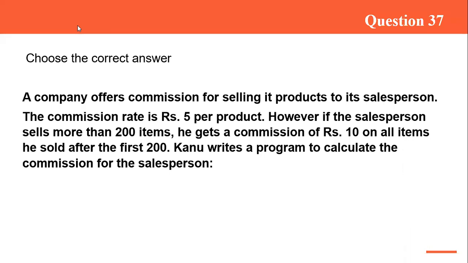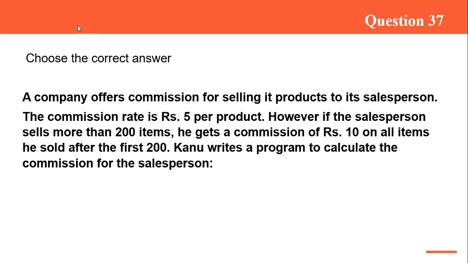If he's selling 200 items, what will be the commission? ₹5 per product. Now, if he's selling more than 200 items, what will be the commission? For that, after 200, whatever 201st product, 202nd product, for those extra products, you get ₹10. Okay. For example, let us assume the salesperson has sold 201 products. What is the total commission he will get?